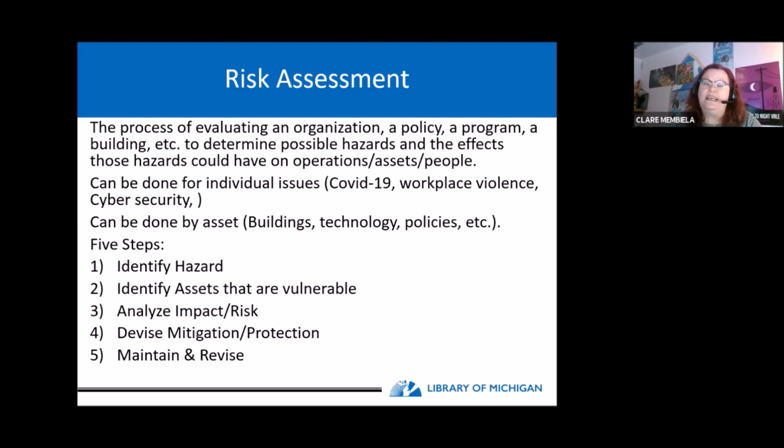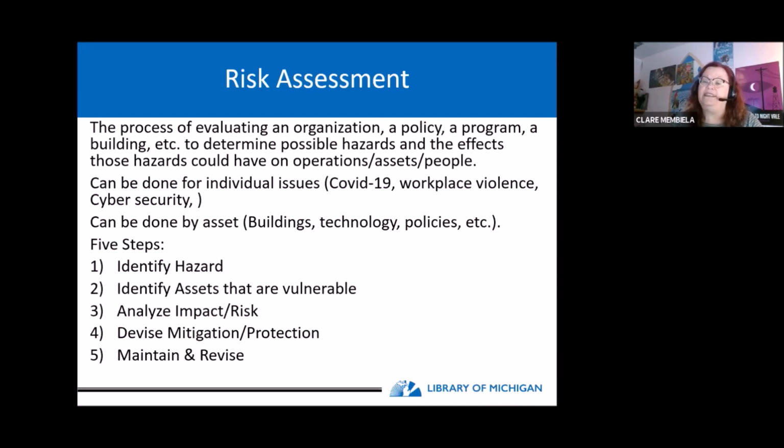So when you're doing a risk assessment, there are essentially 5 steps that you follow. Now, as I said, there are different groups out there that talk about risk assessment and how you do a risk assessment. There are different theories, but again, the one that I found that seemed to be pretty straightforward gives you 5 steps. You identify the hazard, and then you identify the assets the library has that could be vulnerable to that hazard. And then you analyze the impact of that hazard on the assets.